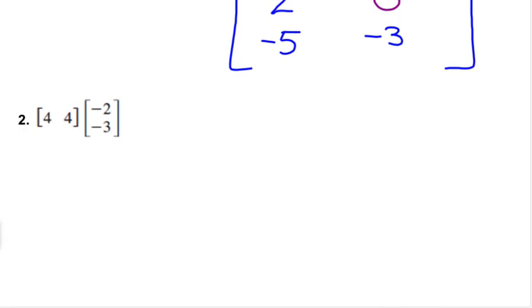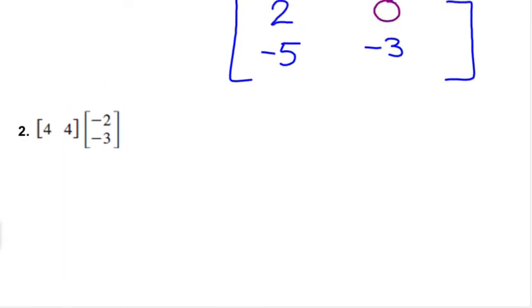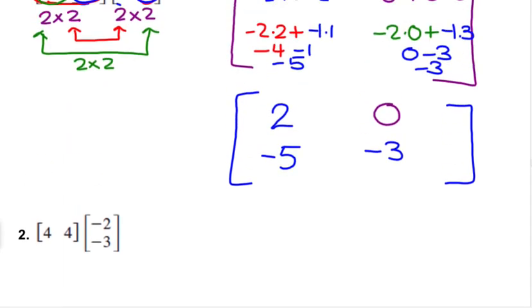So what our matrix looks like when we're all done is, this is my answer, a 2 by 2 matrix with 2, 0, negative 5, negative 3.